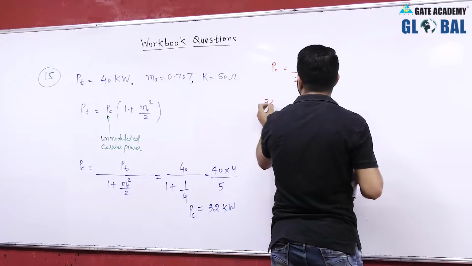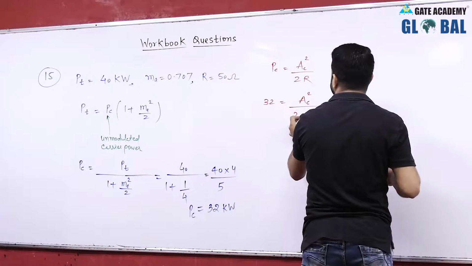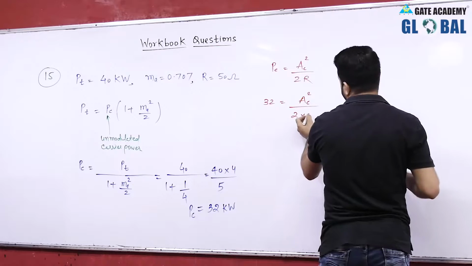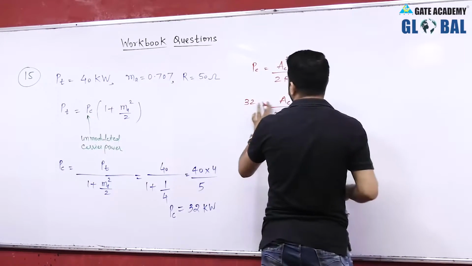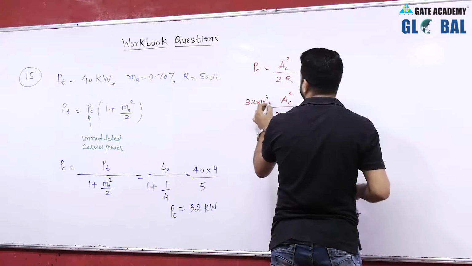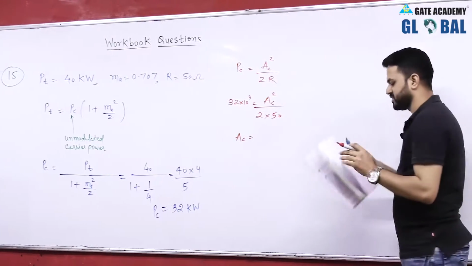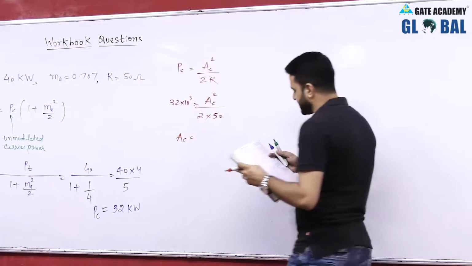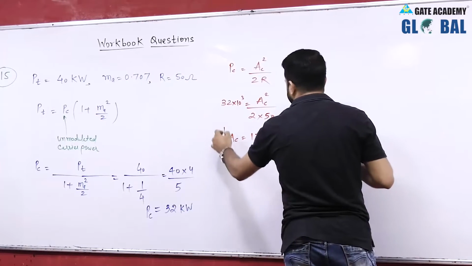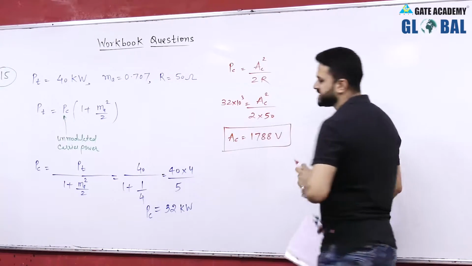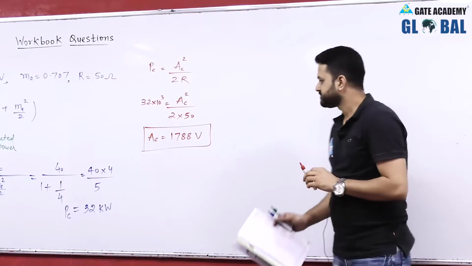So this is 32 kilowatt, and AC we have to calculate, the resistance is 2 into 50, and this is in kilowatt, so you can write 32 into 10 to the power 3. So we have to find the value of AC. After solving this you get the value of AC, which is 1788 volt. So this is the amplitude of carrier before modulation.